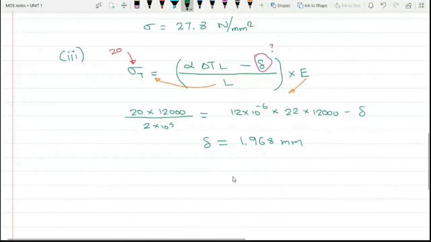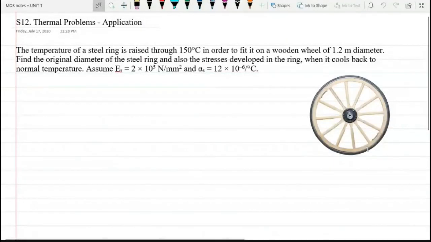1.968 mm. Can we proceed to the next one? You have just an application. So you have a wheel, a cart wheel, and you have a steel ring which has to be attached to this. The question is, in order to fix the steel ring, 150 degrees centigrade is being applied. So you have heated to 150 degrees centigrade. So this is del T. So del T is given. To fit a wooden wheel of 1.2 meter diameter, they are asking what will be the original diameter of the steel ring, right?